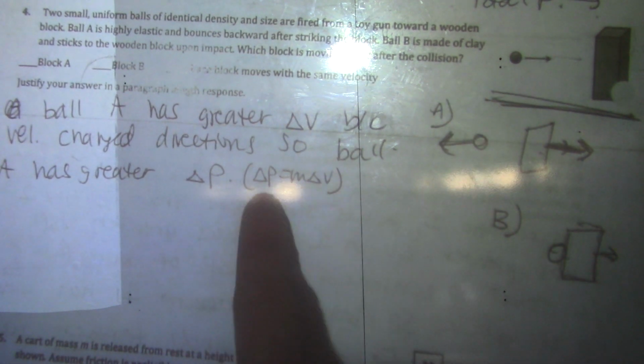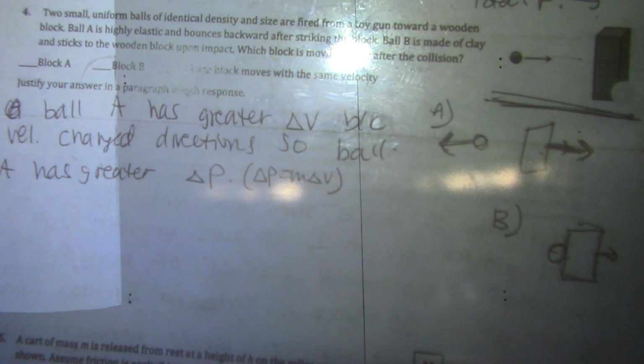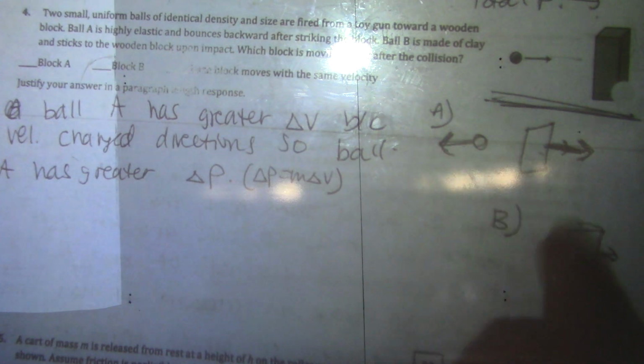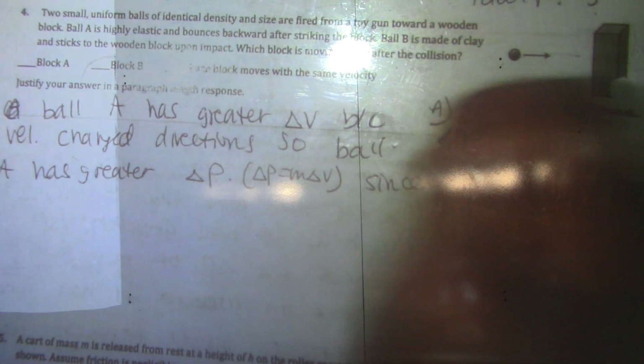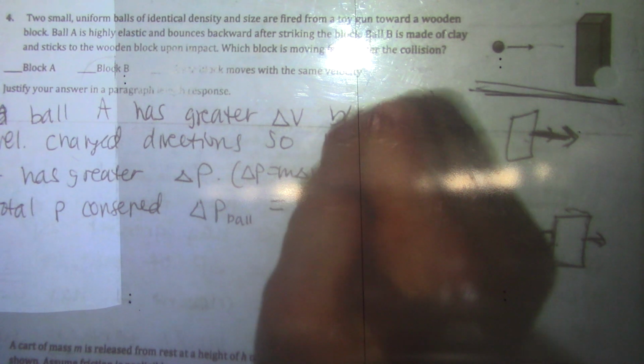So ball A has a greater change of momentum because change of momentum is m delta v. If both balls have the same mass, more change of velocity means more change of momentum. Now, what the ball's change of momentum has to do with it is, since total momentum is conserved, the change in momentum for the ball is the change in momentum for the block.